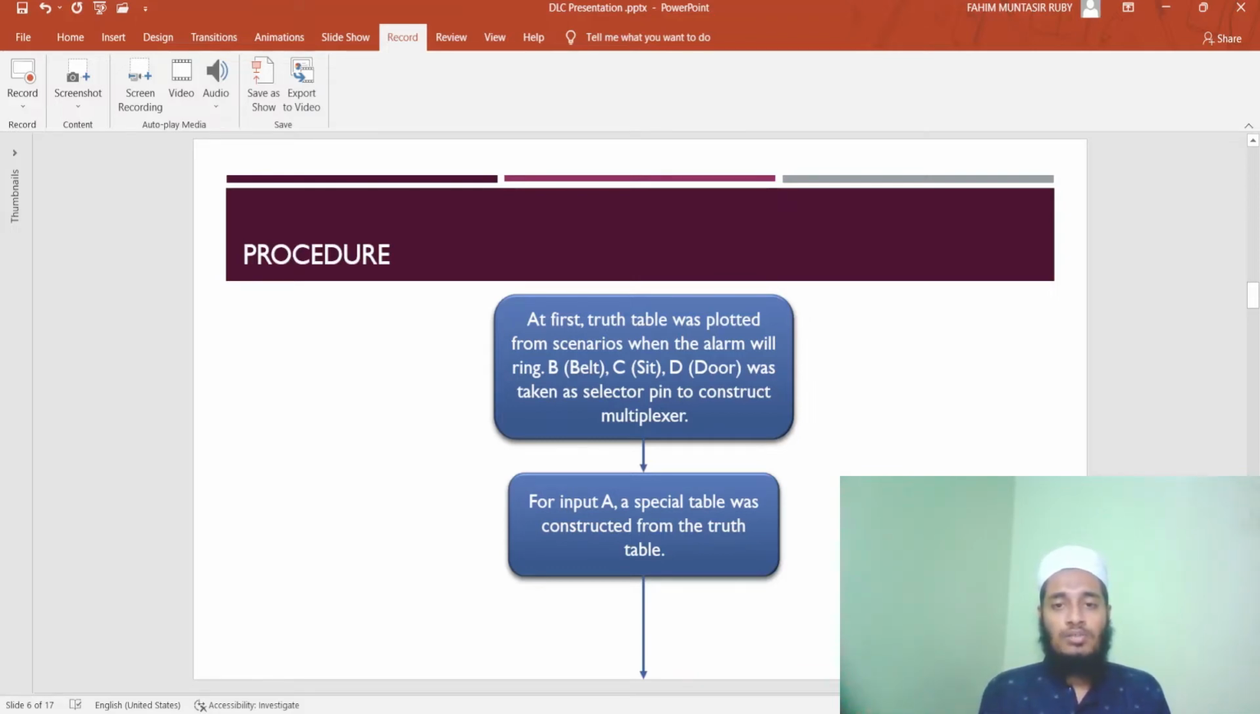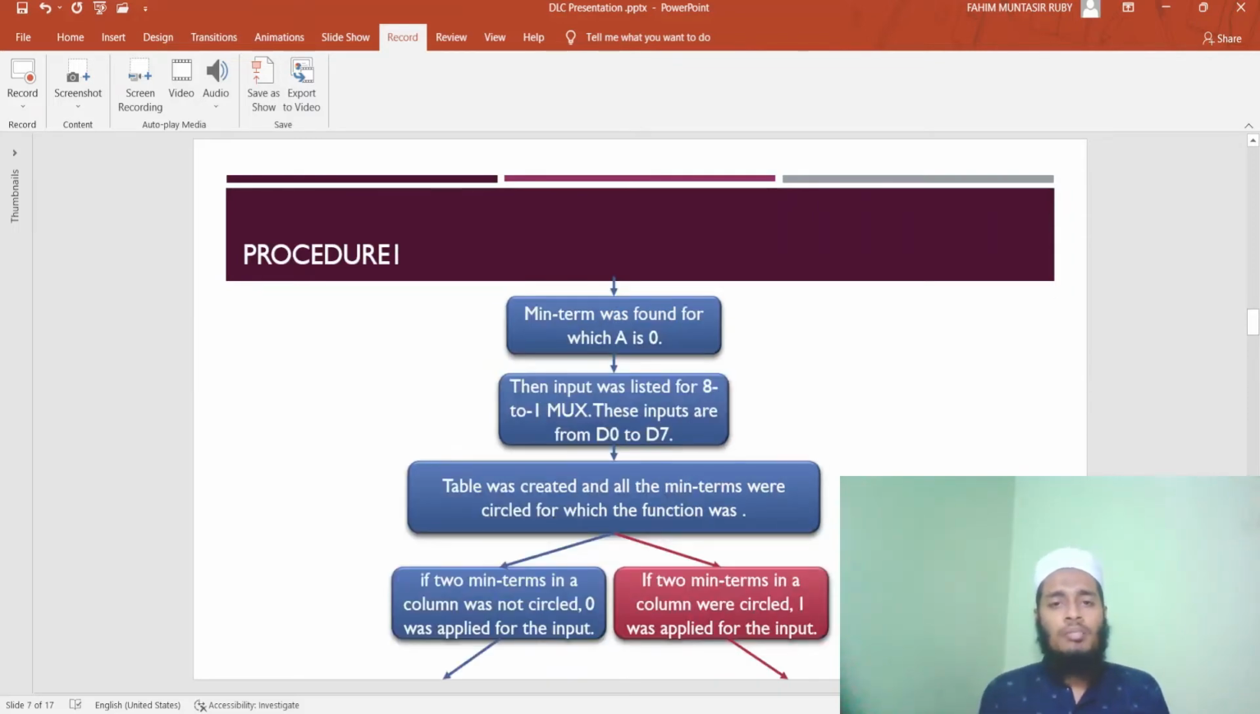At first, a truth table was plotted from scenarios when the alarm will ring. B for belt, C for seat, D for door was taken as selector pins to construct the multiplexer. For the input, a special table was constructed from the truth table. Min terms were found for which A is 0. Then inputs were listed for the 8 to 1 mux. These inputs are from D0 to D7.